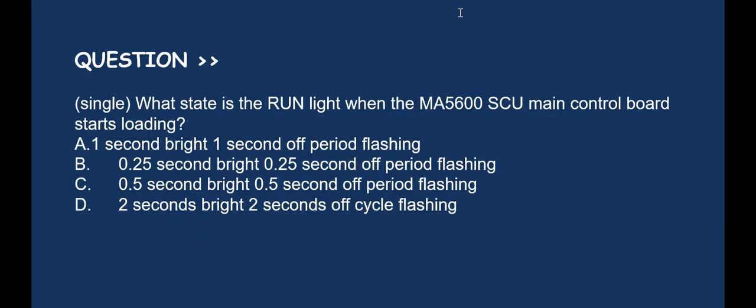Next one. Which state is the running light in when the MA5600 SCU main control board starts loading? The options are option A, 1 second bright, 1 second off period flashing. Option B, 0.25 second bright and 0.25 second off period flashing. Option C, 0.5 second bright and 0.5 second off period flashing. Option D, 2 second bright, 2 second off cycle flashing. Correct answer is option B.